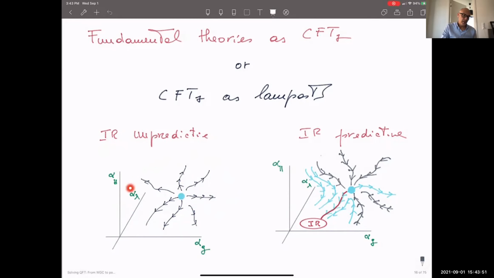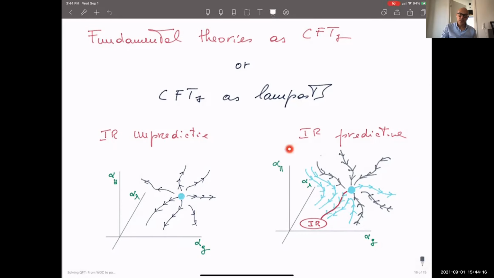There's been a huge, not misunderstanding, but let's say, some colleagues were searching for this type of fixed point as a theory which is stable in all directions in the ultraviolet, but you missed the point that this theory is unpredictable in the infrared. It can go anywhere. Of course, you always get to the ultraviolet fixed point, but there's no prediction in the infrared.